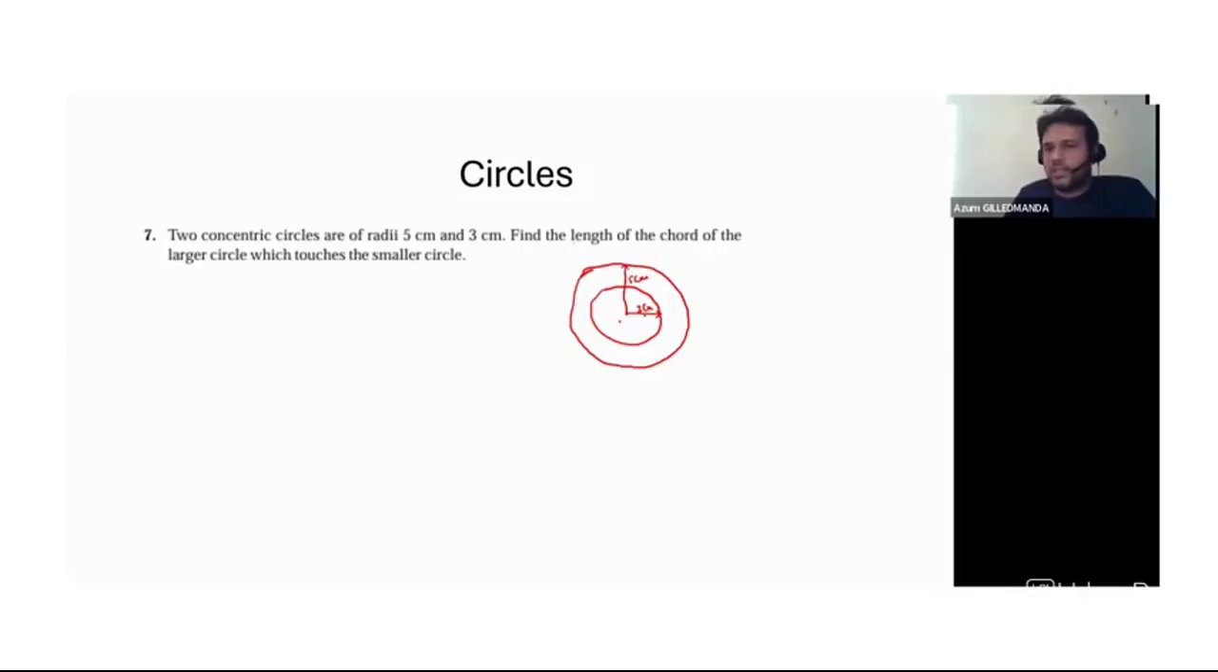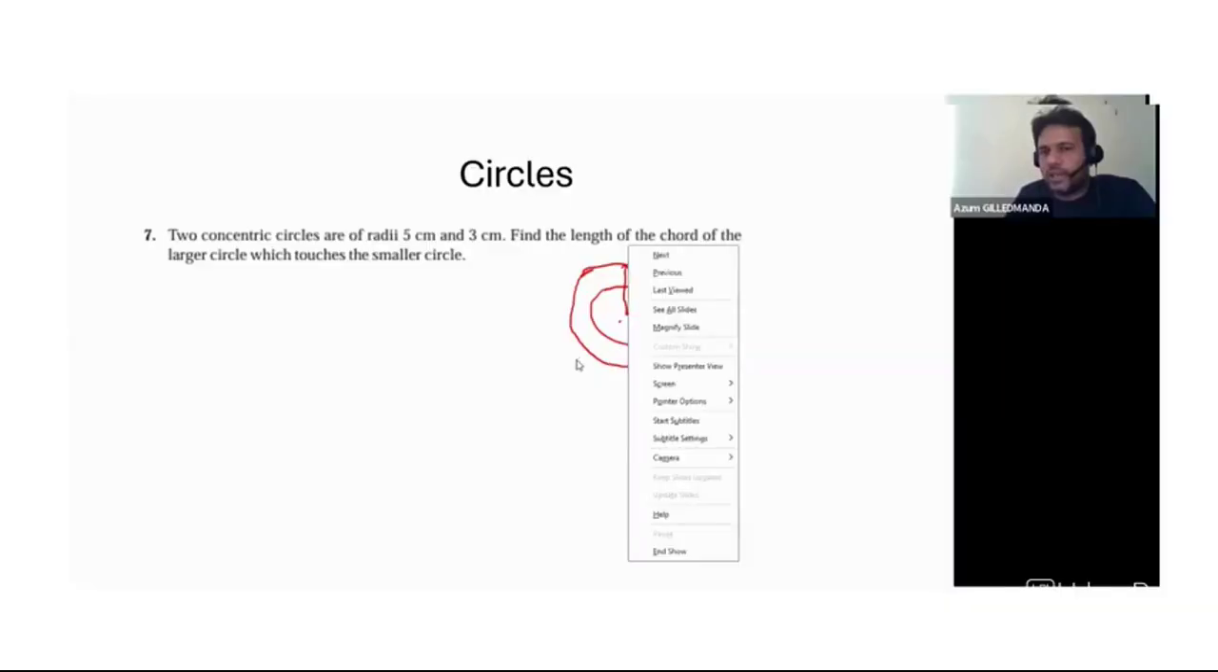This is concentric circles, right? 3 centimeter radius and 5 centimeter. Find the length of the chord of the larger circle which touches the smaller circle. So the chord which touches the smaller circle at one point, right?